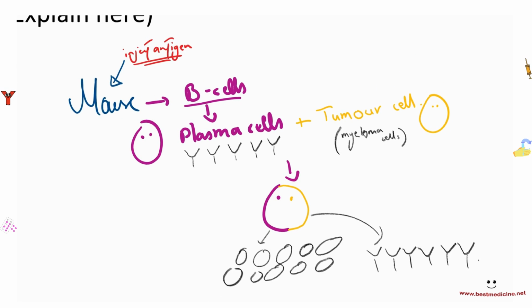So again, we inject the mouse with the antigen of choice. Once the mouse undergoes an immune response, its B lymphocytes will produce plasma cells. We extract those plasma cells and mix them with tumor cells. So tumor cells will divide, and plasma cells will produce antibodies, and together as a unit, which is called a hybridoma cell. Let's write that down here. So this is a hybridoma cell.